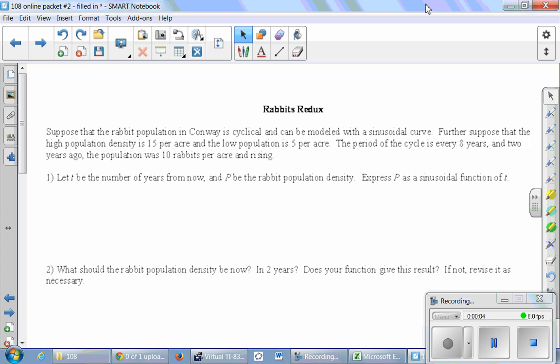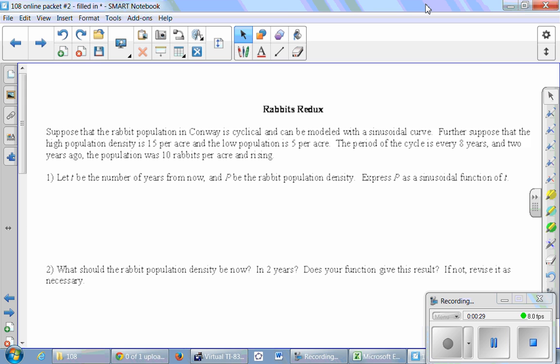Suppose that the rabbit population in Conway is cyclical and can be modeled with a sinusoidal curve. Further, suppose that the high population density is 15 per acre and the low population is 5 per acre. The period of the cycle is every 8 years, and 2 years ago the population was 10 rabbits per acre and rising. Let t be the number of years from now, and let p be the rabbit population density. Express p as a sinusoidal function of t.